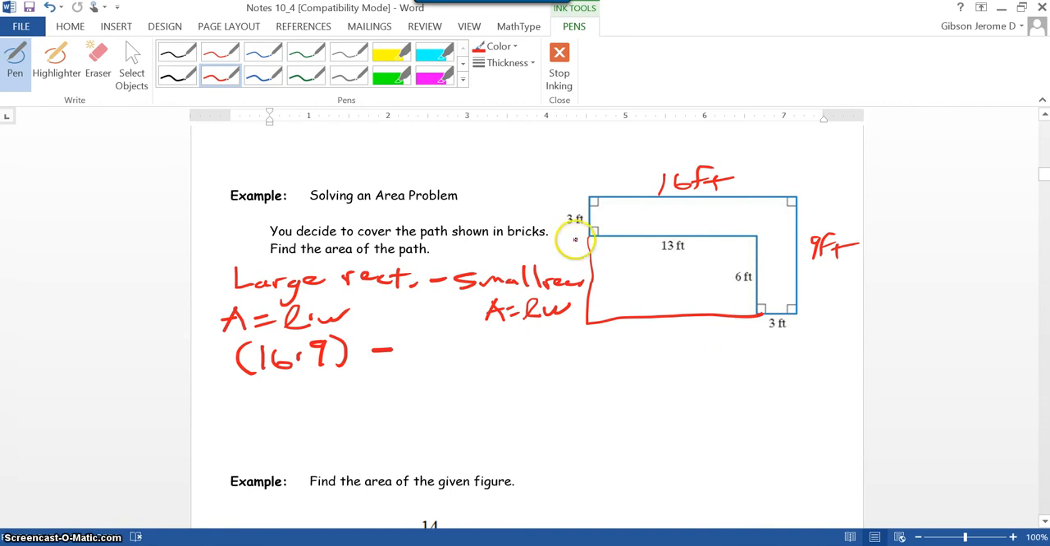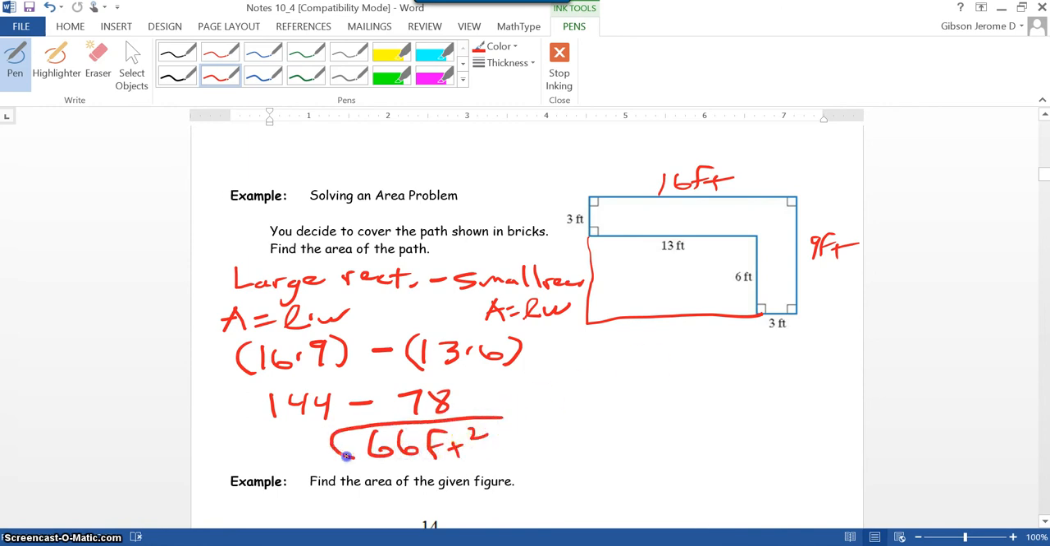Now if we look here with the small rectangle, we have 13 feet, and we have 6 feet here. Now, this is the area of the small rectangle. So 16 times 9 is 144, minus 13 times 6 is 78. Now when we subtract these, this gives us 66, and then it's square feet. And that is our final answer.